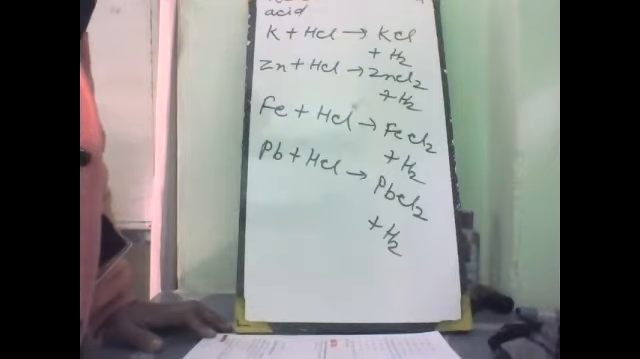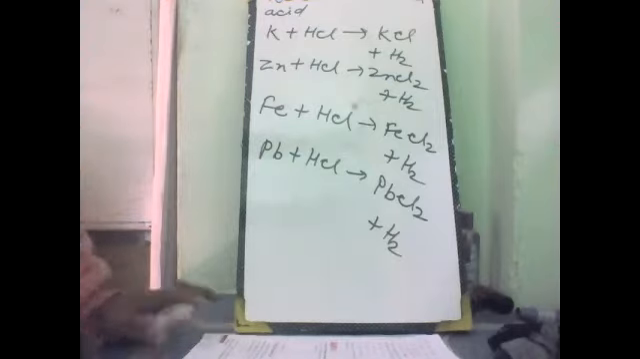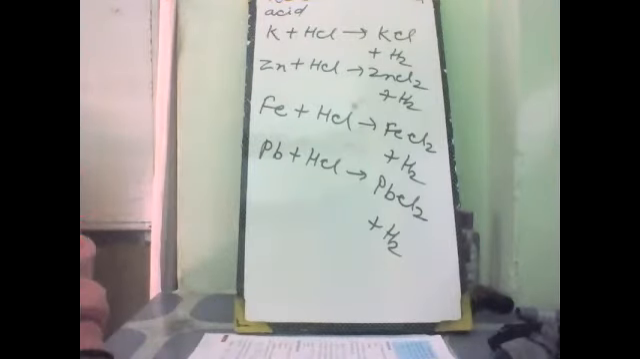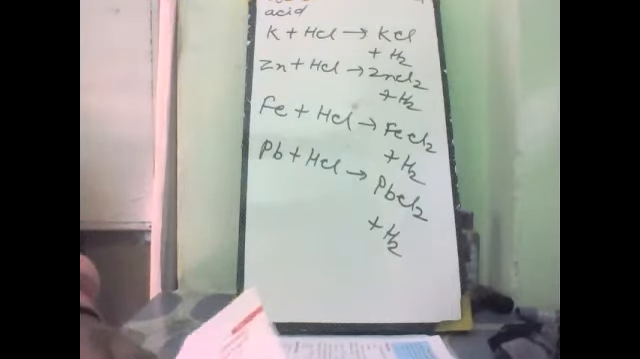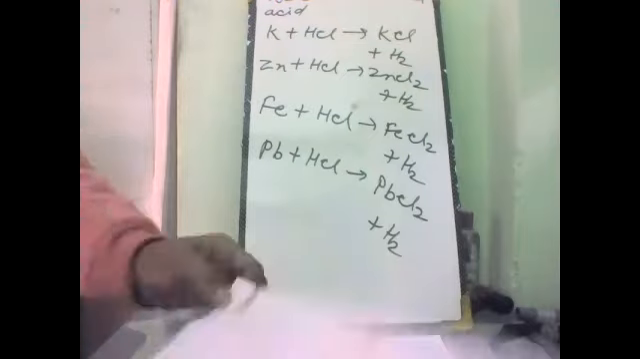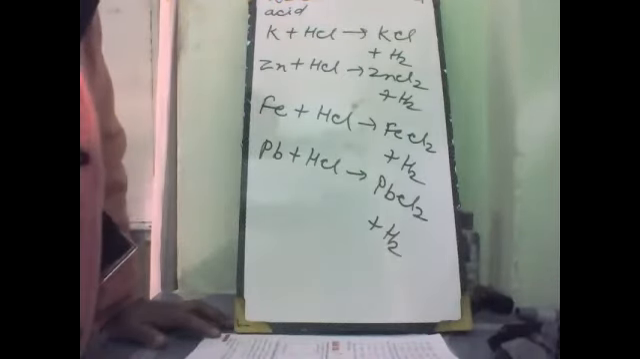Here is a skill. Arrange the following elements in decreasing order of their reactivity. You can take the help of the activity series which is given in the table, page number 103. Element and symbol. This is the activity series. If you arrange them in their reactive form.